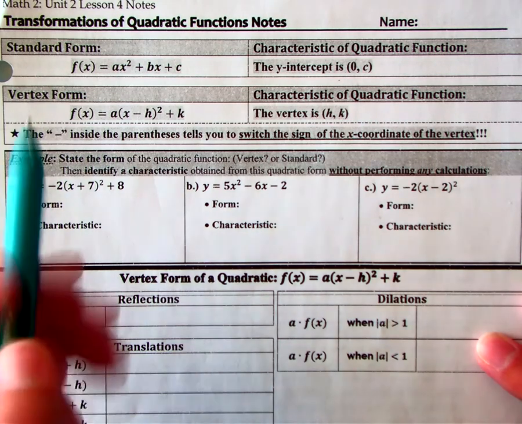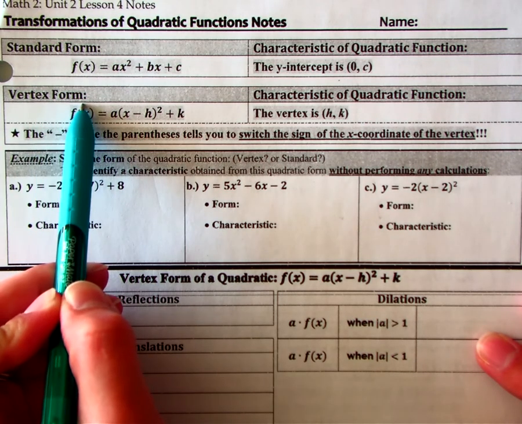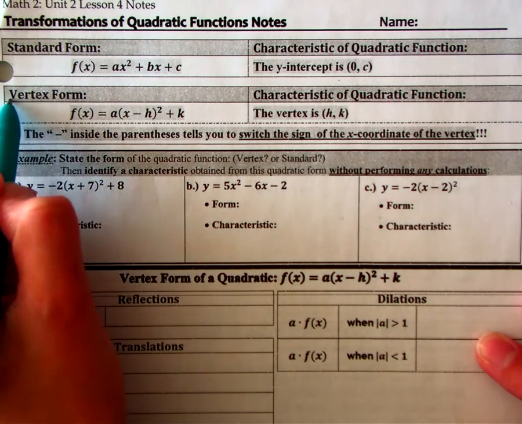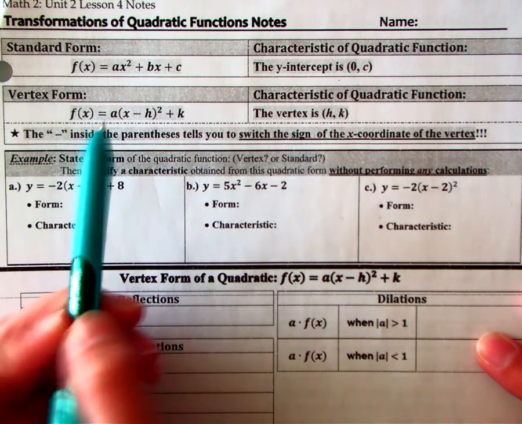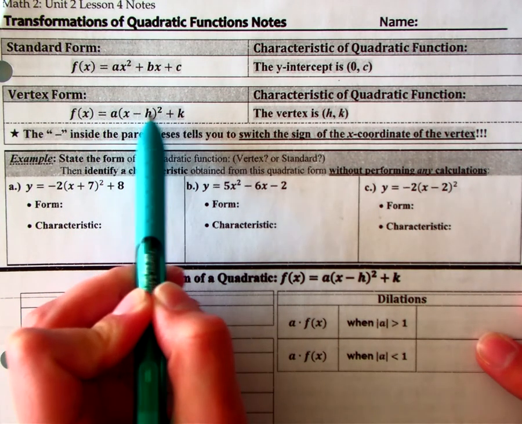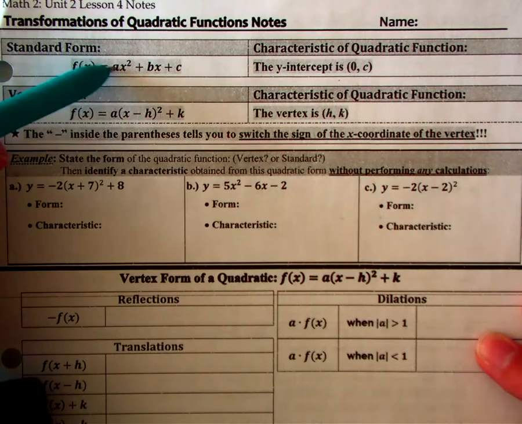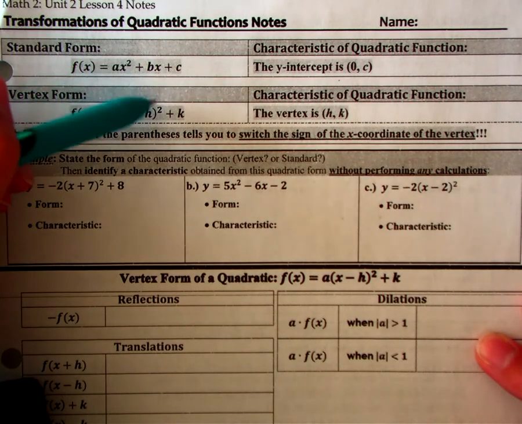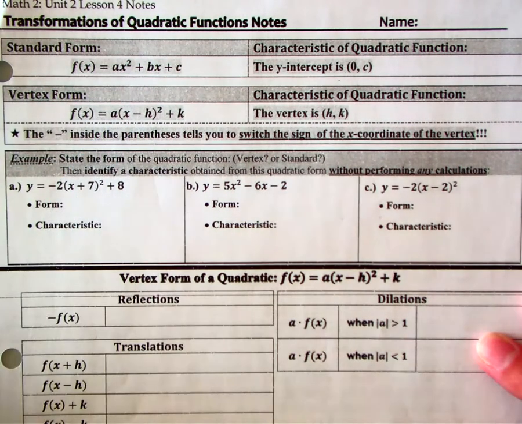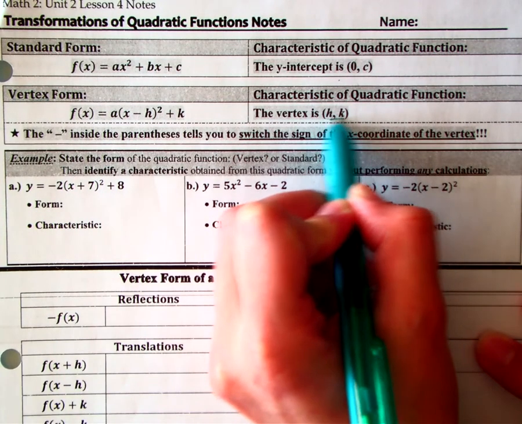The second form that we can write a quadratic in is vertex form, and that means that we can find the vertex from it. And so it looks like a times (x minus h) squared plus k. So between these two, they both have an a, they both have a squared, and they've both got your x and f of x. And vertex form tells you the vertex, so your vertex is (h, k).